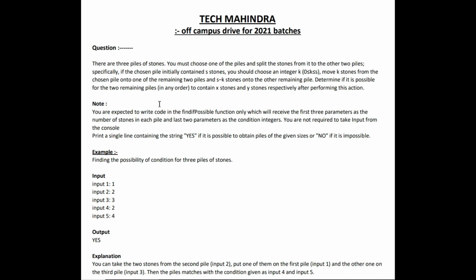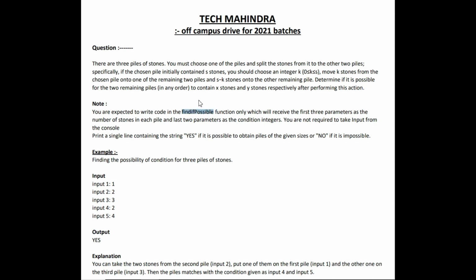Note, you are expected to write the code in the find if possible function only, which will receive the first 3 parameters as the number of stones in each pile and the last 2 parameters as the condition integers. You are not required to take input from the console. Print a single line containing the string yes if it is possible to obtain piles of the given sizes, or no if it is impossible. So we have to write the code in just this function, find if possible.